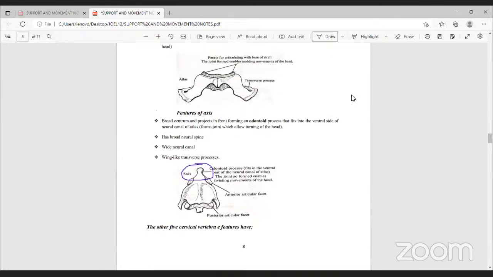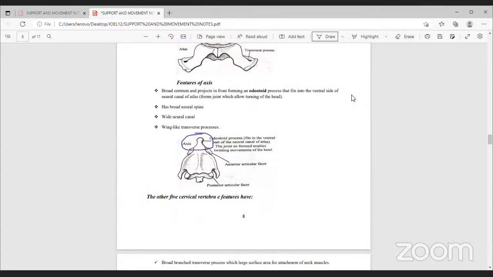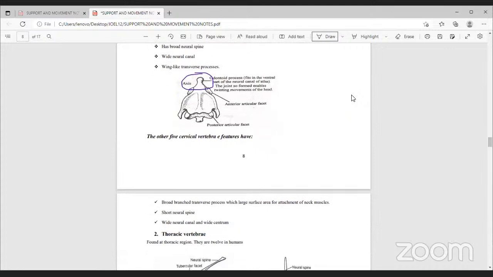So that is the cervical vertebrae and the features. So whatever is remaining is the practical bit. That is, of course, you seeing the bone, identify the features, and of course, the functions of the features identified. So I think unless somebody has a question, we can stop there.